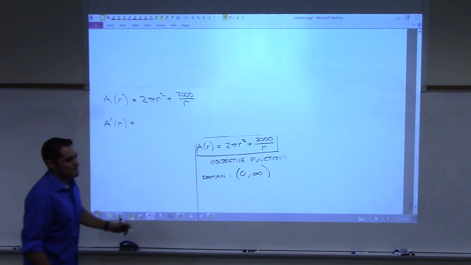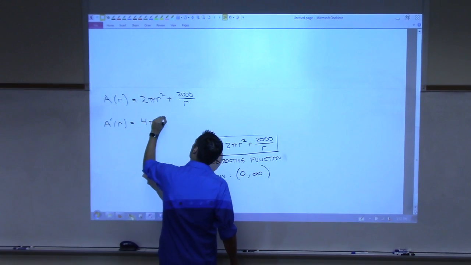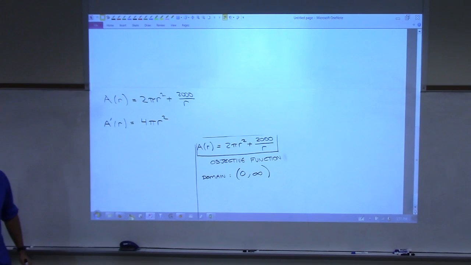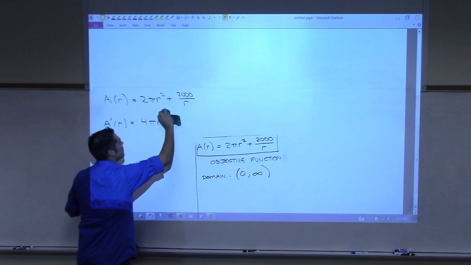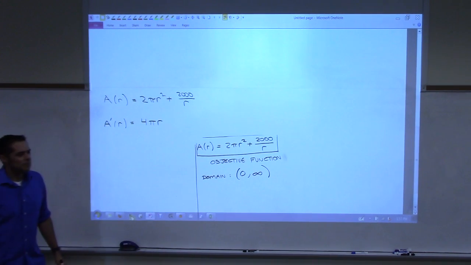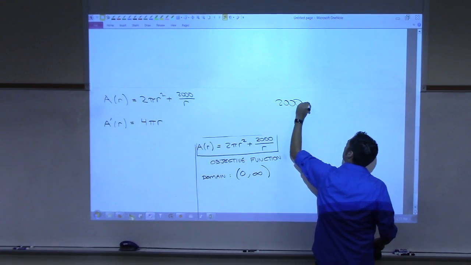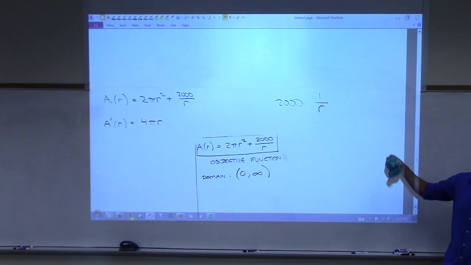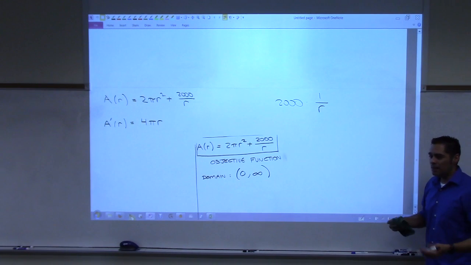So he said 4 pi r. Oh, 4 pi r, I agree. That's just power rule, right? What about that thing? But it's not a square. Oh yeah, it's not squared. I don't know why I wrote that squared. Thank you. 4 pi r. You said r to the negative 2. So remember that 2,000 is the same as 2,000 times 1 over r, right? The constant's just going to come for the ride. Derivative of 1 over r is the same as derivative of 1 over x, which is negative 1 over x squared.